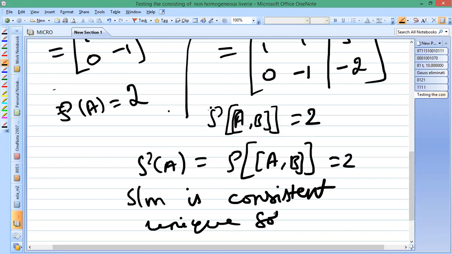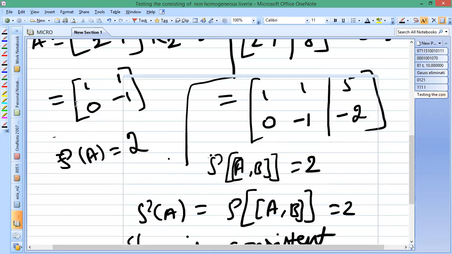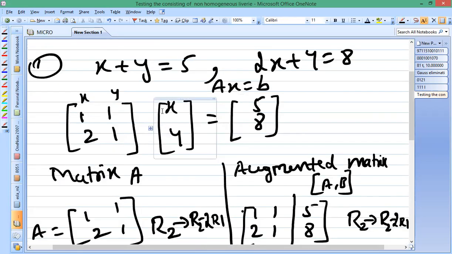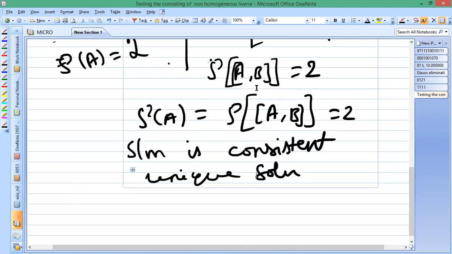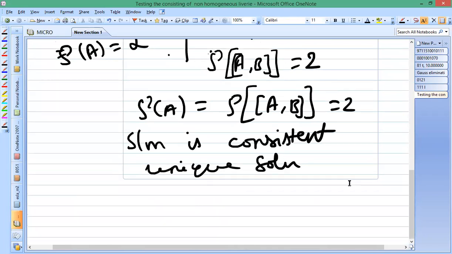Unique solution, why? Because both have the same rank, and the rank that you have obtained is equal to the number of unknowns. Here we have two unknowns, x and y, and the rank is also 2. Since the rank of this matrix is the same as the number of unknowns, you can say that this system of linear equations possesses a unique solution. Now you have to solve the given matrix in order to get the values of x and y.